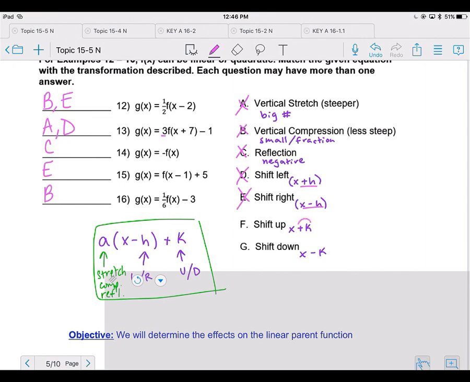To shift up, we need a positive afterwards, so either after the parentheses or after the f of x. So we have that on 15. And then to shift down, we need a minus at the very back. We have that on 16 and on 13.